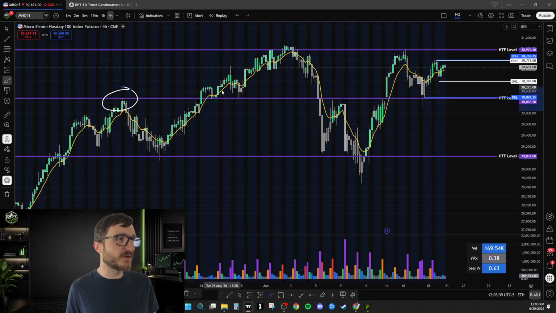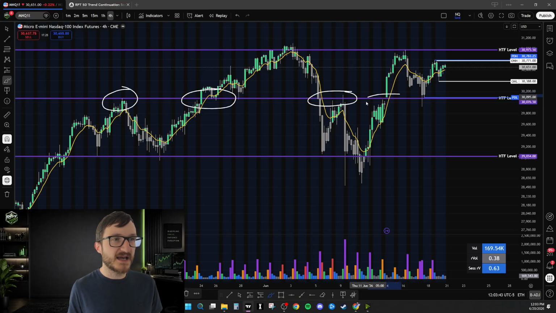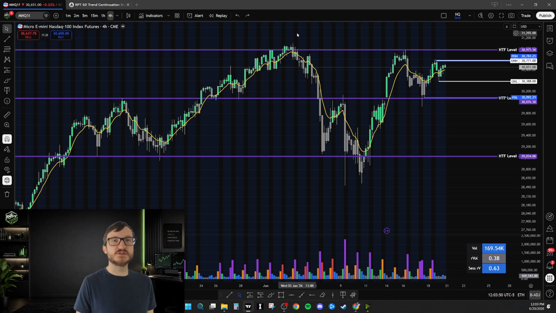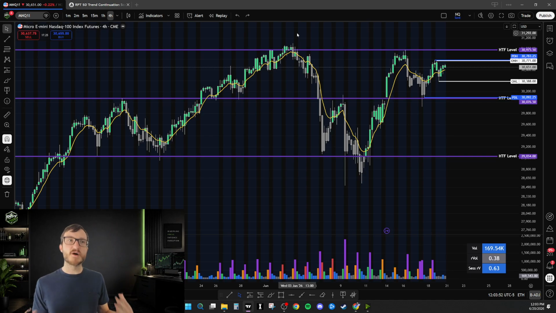So just to give you a couple ideas of why these lines are drawn, you can see the reactions as we cross or touch these areas. And I find it really important for people to zoom out first, mark those areas.